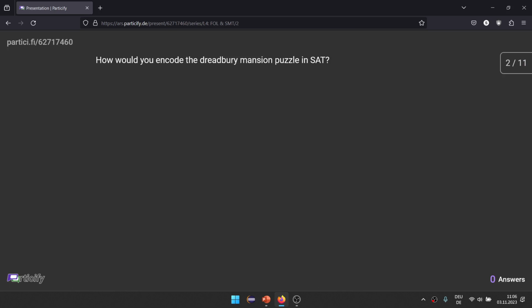How would you encode this in SAT? So if we think back at other encodings that we did, right? We had the encoding of the role-based access. We had the encoding of the feature models. The first thing we had to think about is what are the variables.